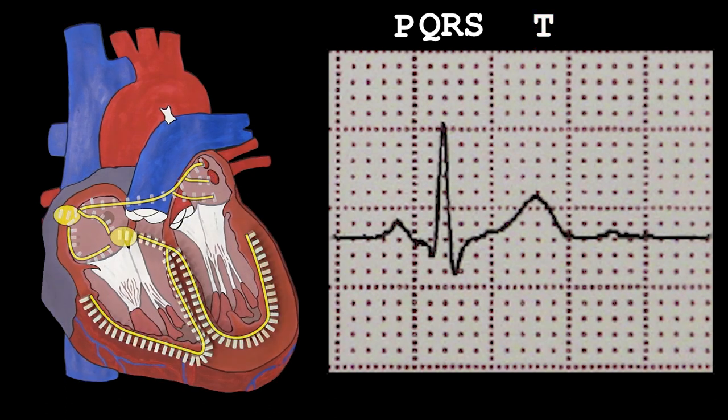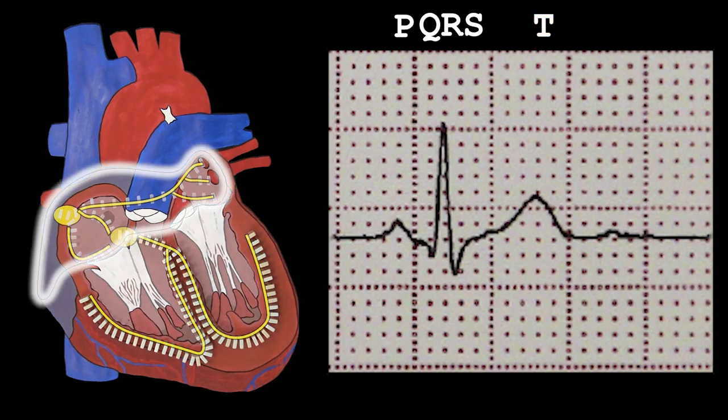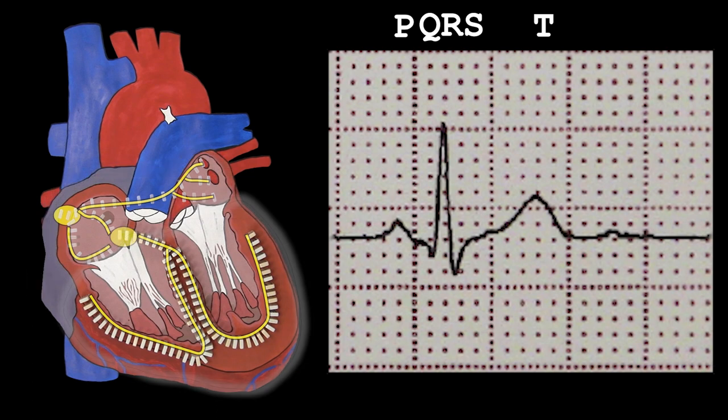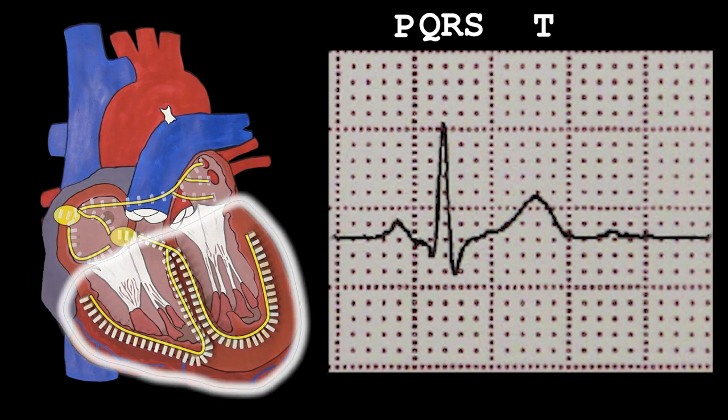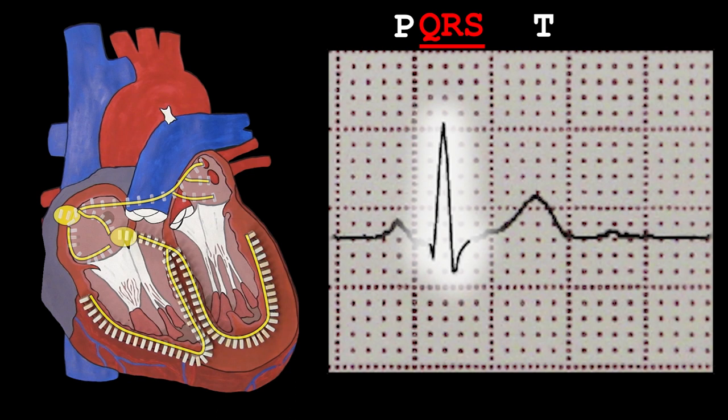You may have noticed that there's no wave for atrial repolarization. This is because it occurs at the same time as ventricular depolarization and it gets hidden in the QRS complex.